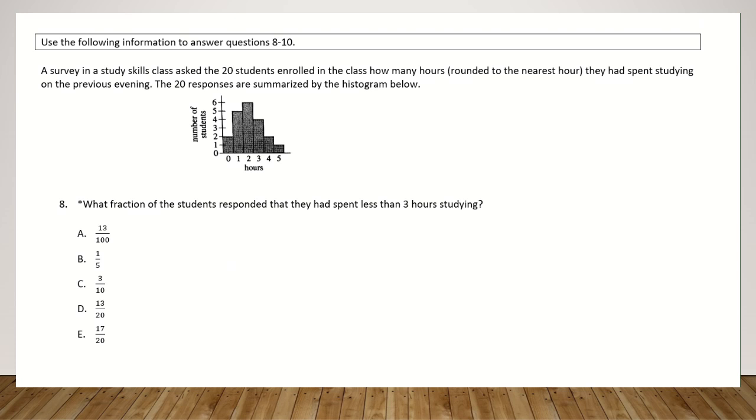Okay, next problem. We have another example where you have some data and a graph to look at, and you're supposed to use it to answer multiple questions. Okay, so here it says, a survey in a study skills class asked the 20 students enrolled in the class how many hours, rounded to the nearest hour, they had spent studying on the previous evening. The 20 responses are summarized by the histogram below. So take a look at that histogram. You can see hours across the bottom and number of students going up the y-axis. So, for example, if you look at 0 hours, you can see that there are 2 students who answered that they had studied 0 hours, right?